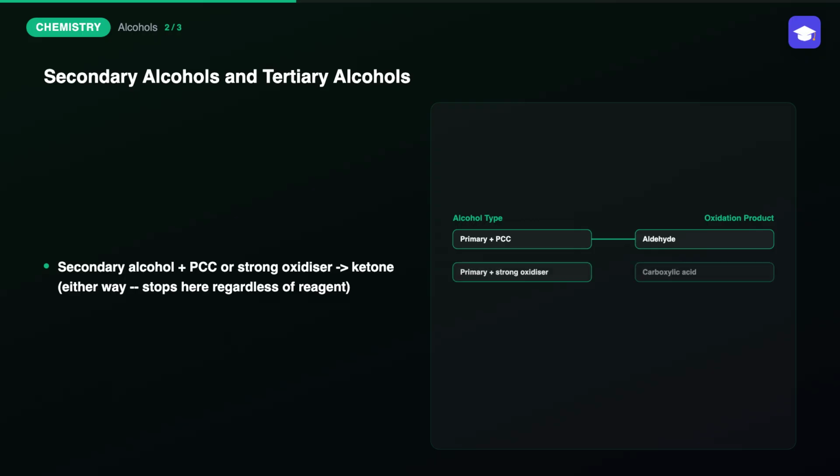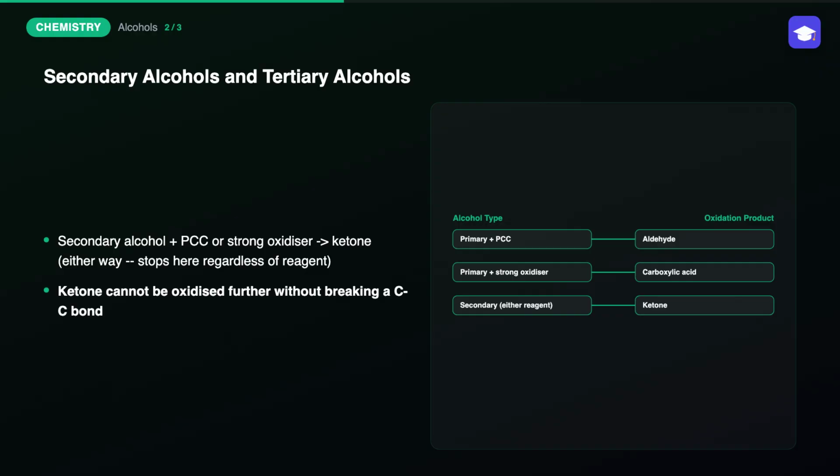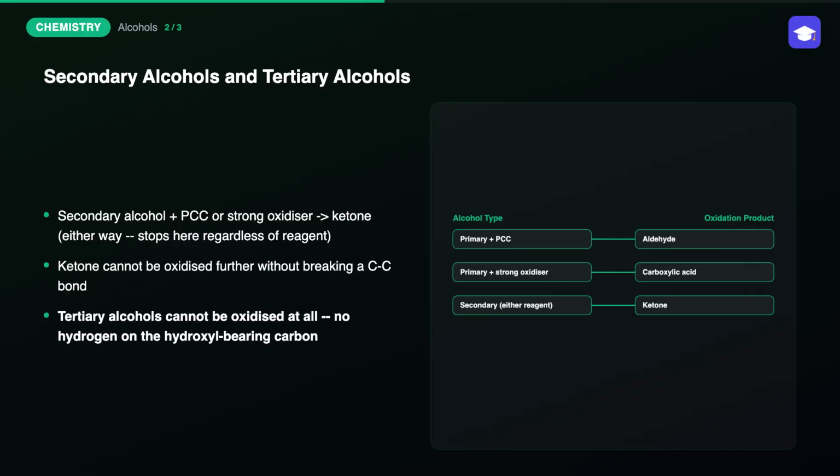A secondary alcohol has its hydroxyl-bearing carbon attached to exactly two other carbons, and oxidizing it using either PCC or a strong oxidizing agent produces a ketone. Critically, this oxidation genuinely stops at the ketone stage regardless of which specific oxidizing agent is actually used, since further oxidation would require breaking a carbon-carbon bond, which ordinary oxidizing agents simply cannot do under these standard reaction conditions.